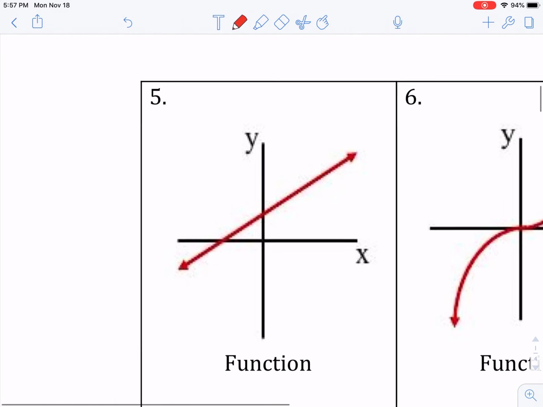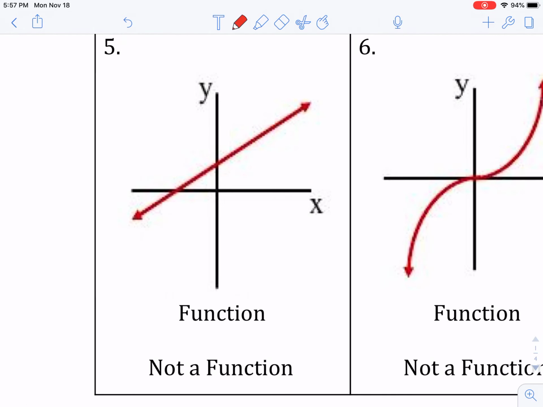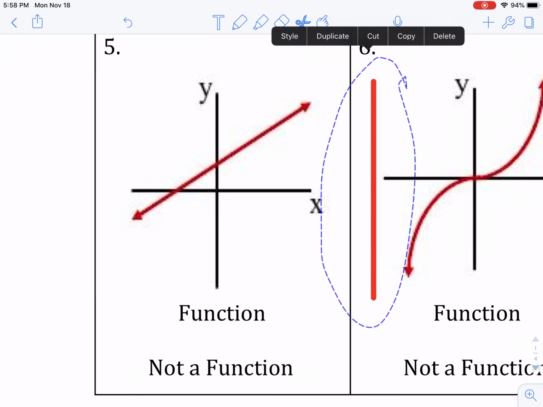As we're moving on down the page, we're still trying to determine if something is a function. So for number 5, what we're going to do is called a vertical line test. We create a vertical line and we're going to run it across the graph. And what you should notice is at no point in time does the line touch more than once. So that means that this is a function.